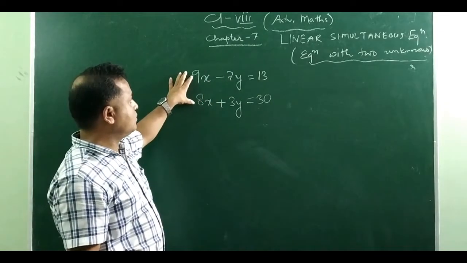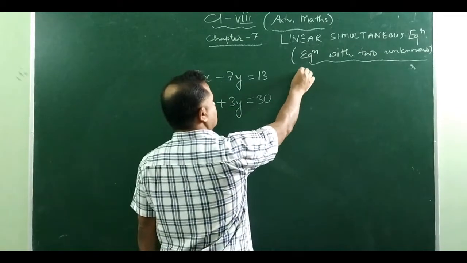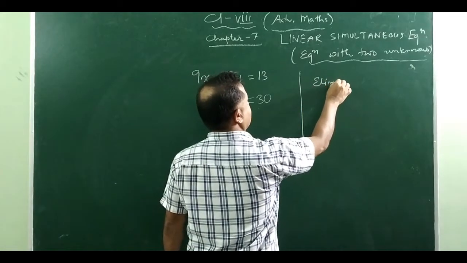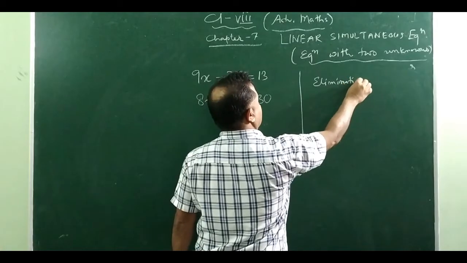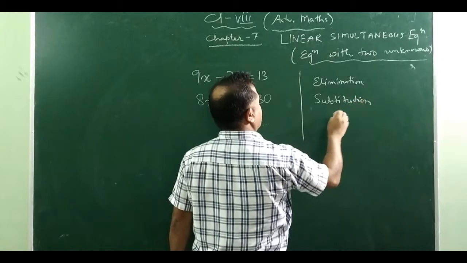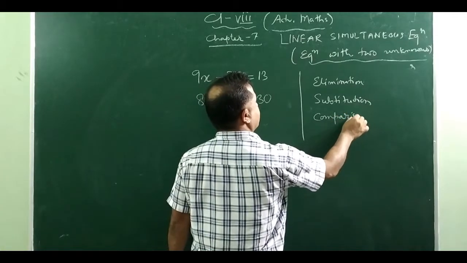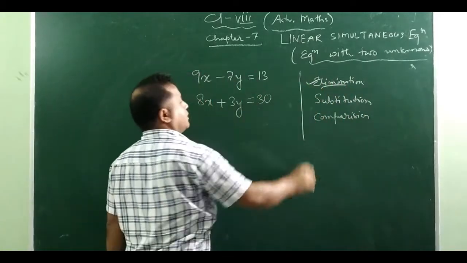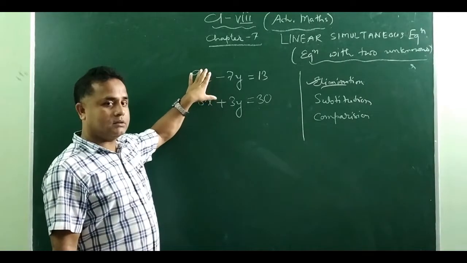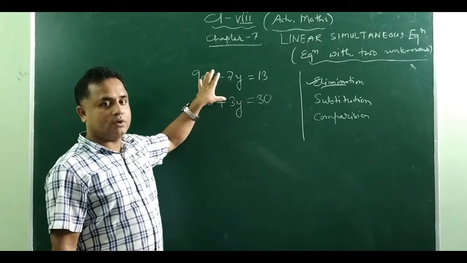Here what we need to do is find the values of the unknowns x and y. The methods of solving are: number 1, elimination; number 2, substitution; and number 3, comparison. First we will see elimination. Elimination means either I will eliminate x or y. Whichever you want to eliminate first, you can eliminate.